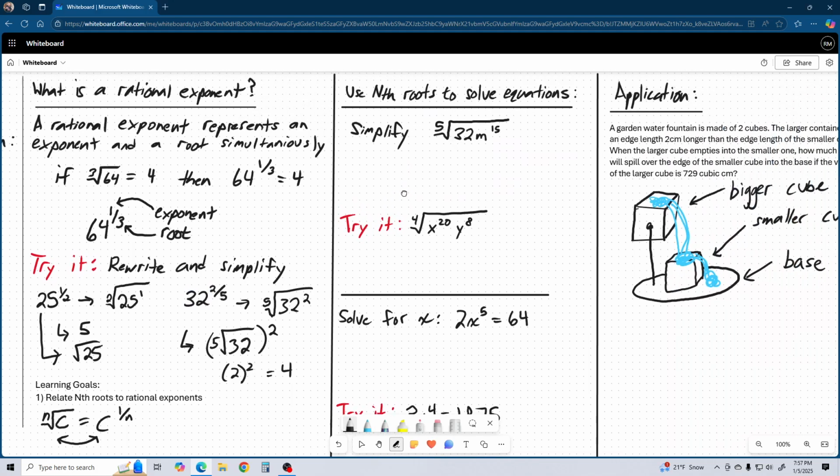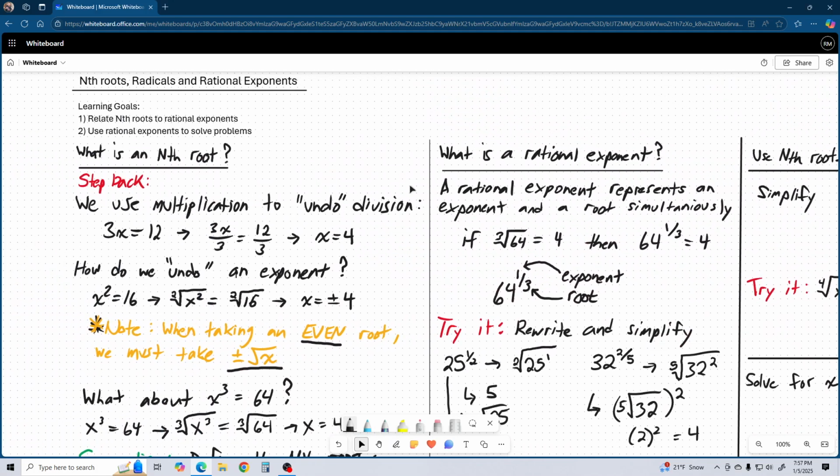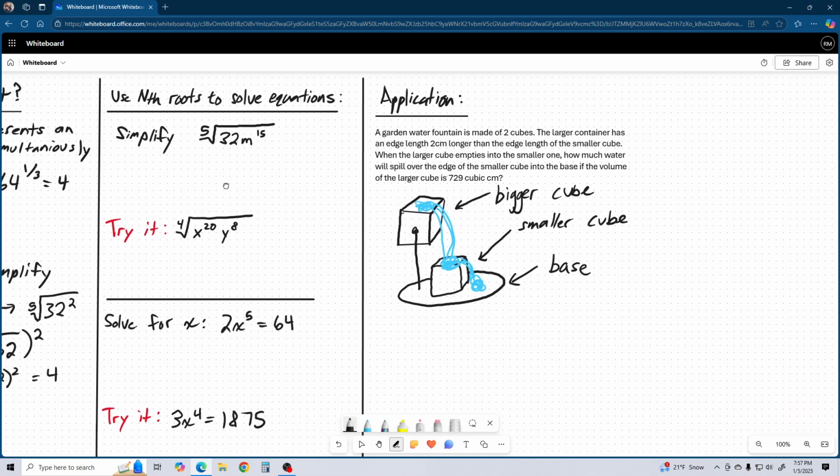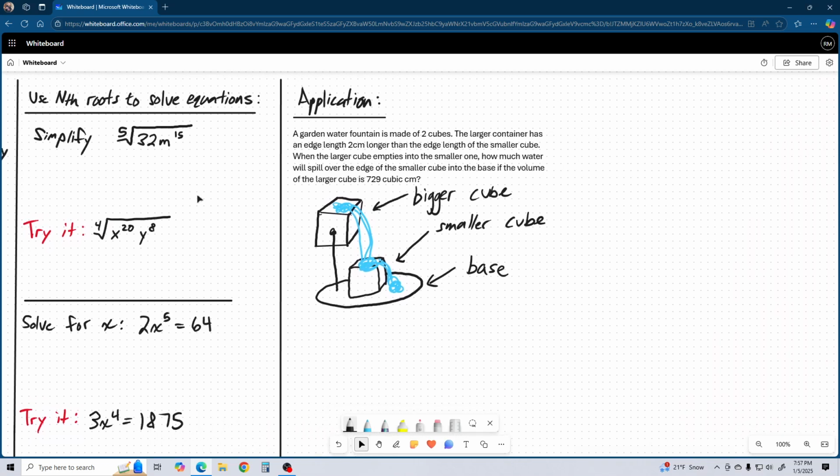So now let's try to solve some problems, okay? Because our second learning goal is use rational exponents to solve problems. So let's do it. All right. Use nth roots to solve equations. Now this is just going to take some practice because we actually know all the rules we need. We just need to practice it a little bit. Now, what I would recommend is when you have a problem like this, turn it into a rational expression and go from there, right?